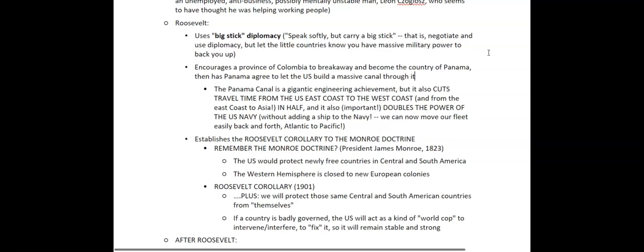Roosevelt encourages a province of Colombia, because Colombia doesn't want to go along with him, so he encourages this province of Colombia to break away and become the new country of Panama, and then has Panama agree to let the U.S. build a massive canal through it. What's the point of the Panama Canal? You're smart guys, you get it.